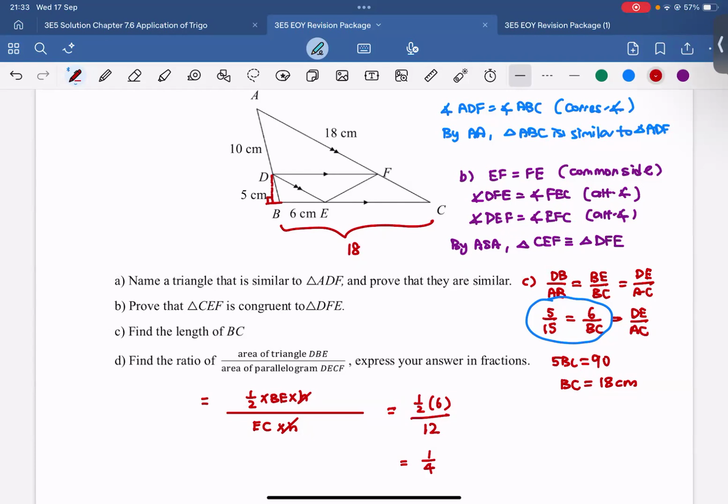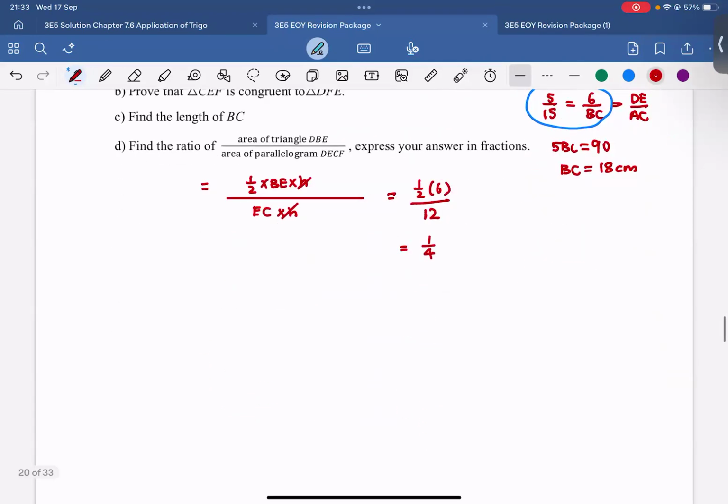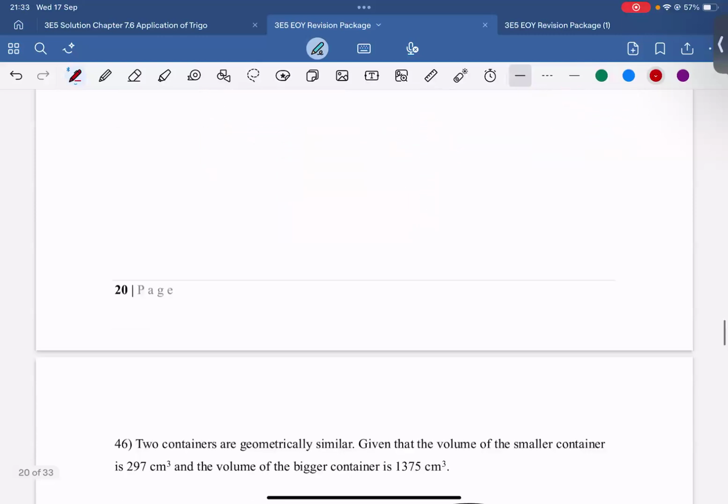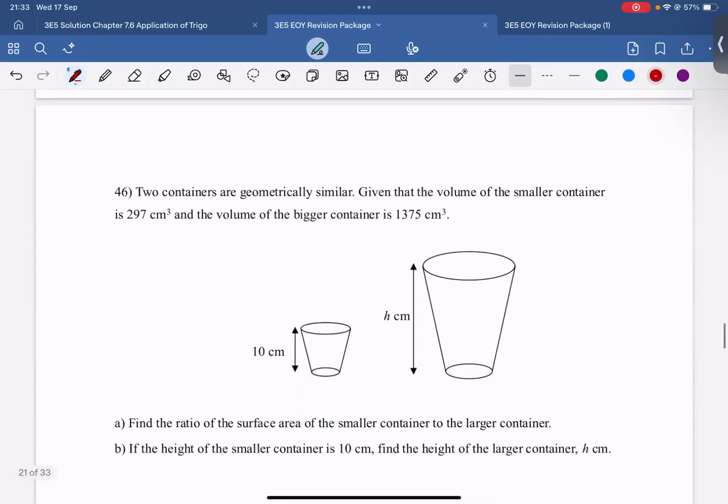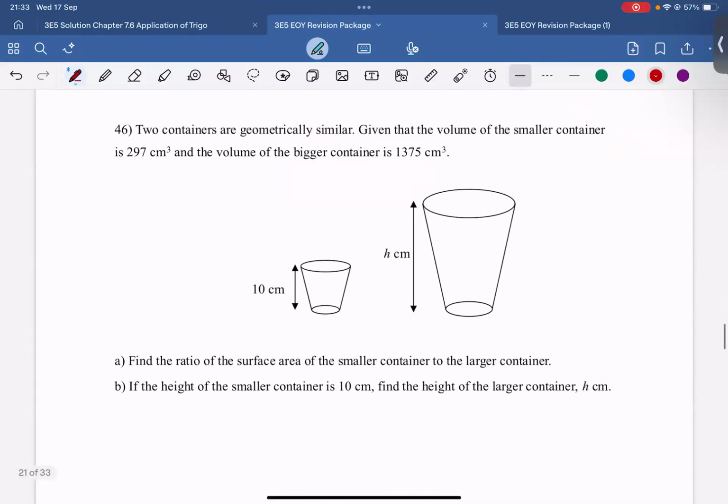Oh my goodness, 9:30 already. And we are at question 46. We started from 30, so we've done like 15 or 14.